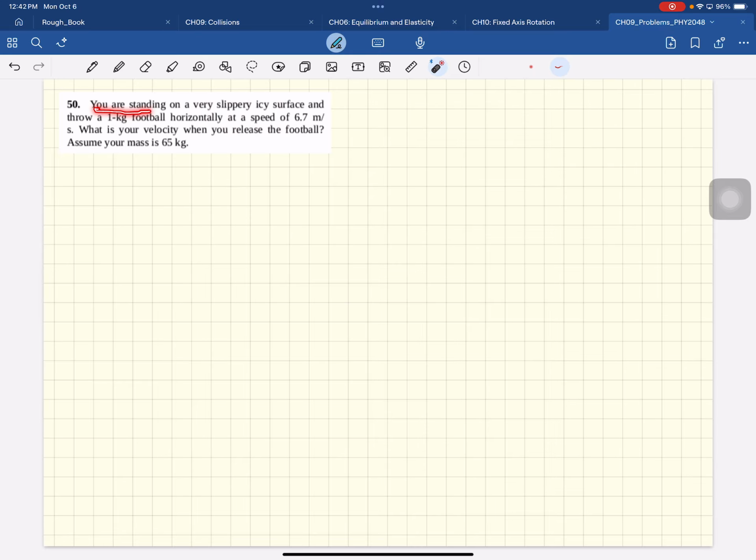Okay, so this says you're standing on a very slippery, icy surface and throw a 1 kg football horizontally at a speed of 6.7 meters per second. What is your velocity when you release the football? Assume your mass is that. So again, this is a conservation of momentum problem. You're holding on to a football and you're at rest on an icy surface.